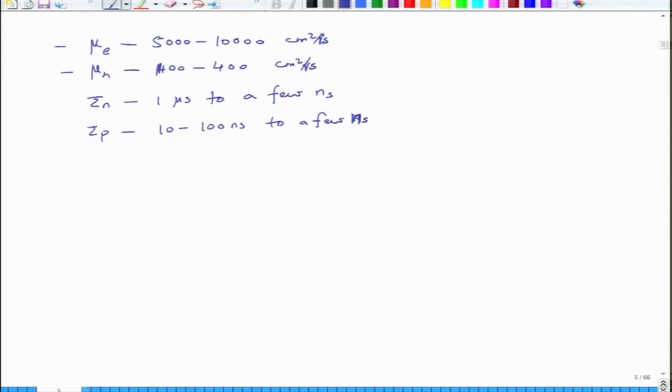Since it is a direct band gap semiconductor, it has more radiative recombination. And since it has a higher band gap, the intrinsic carrier concentration ni is lower. As a result, Auger recombination is less.